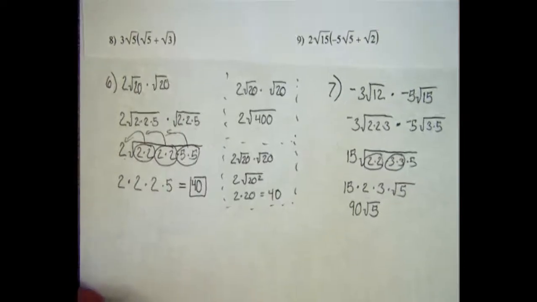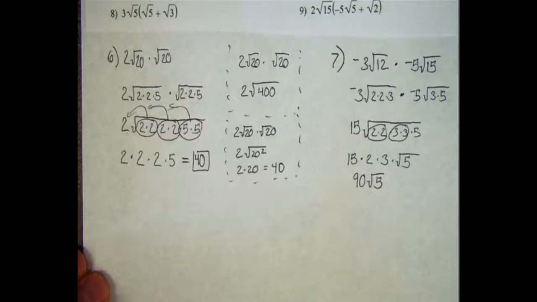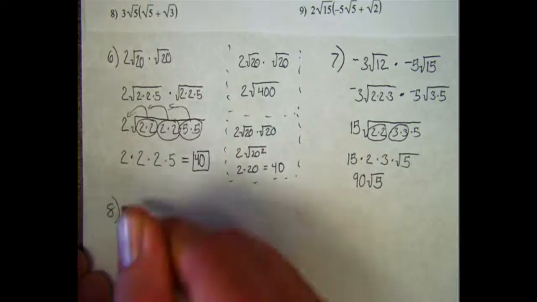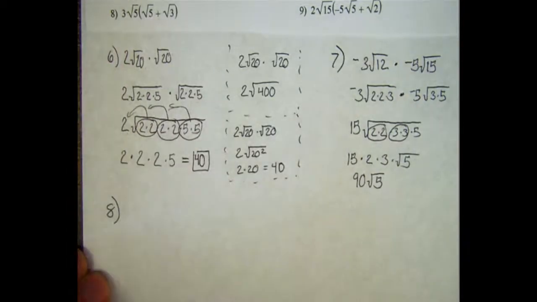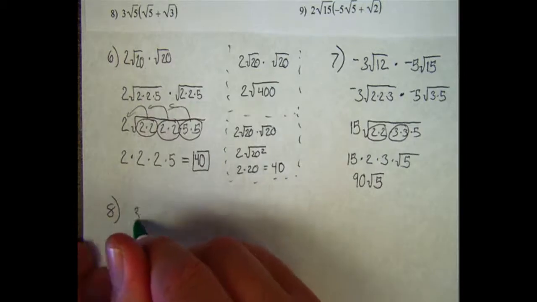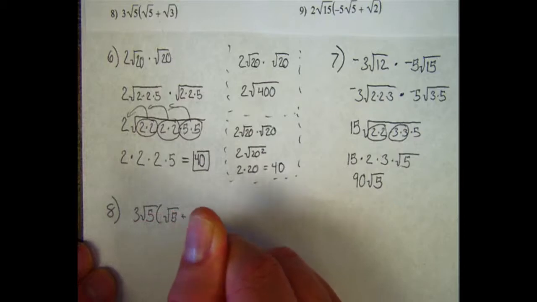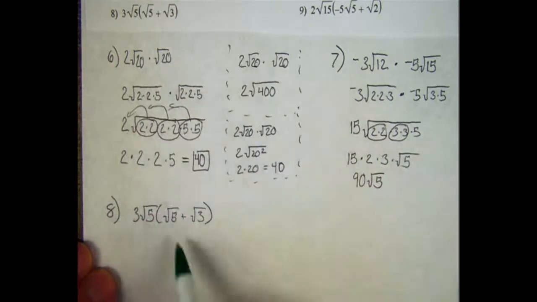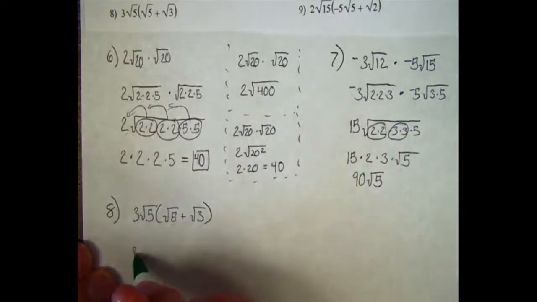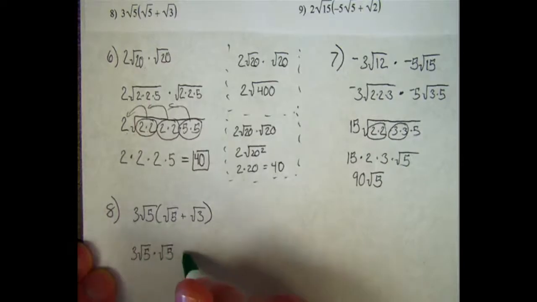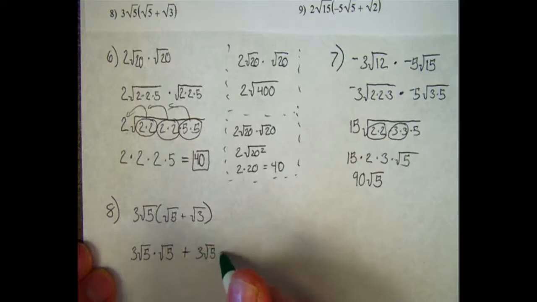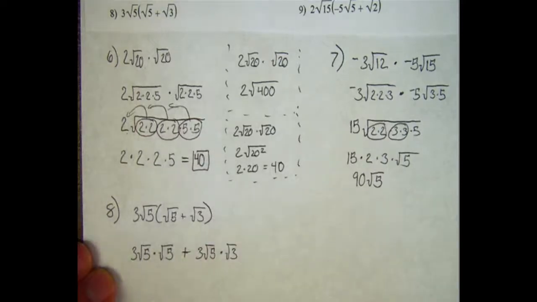All right, and when we look at problems like 8 and 9, it seems to be more confusing, but it's really just two of these problems put together, essentially. So let's take a look at it. We have 3 root 5 times root 5 plus root 3. And so I have two problems here. I have 3 times the square root of 5 times the square root of 5 plus 3 times the square root of 5 times the square root of 3.